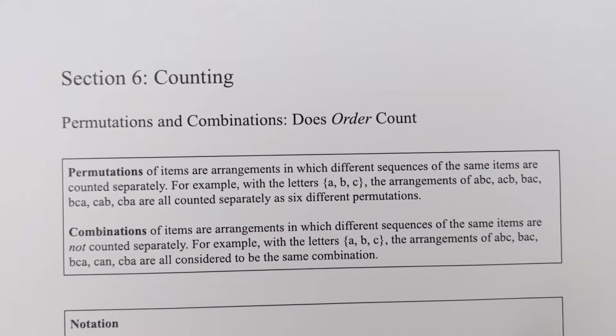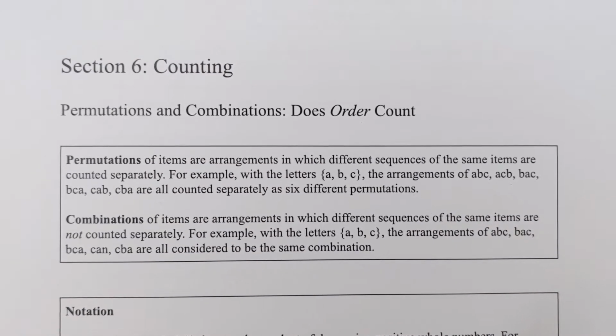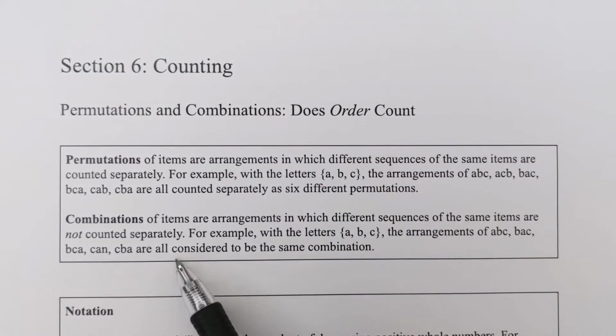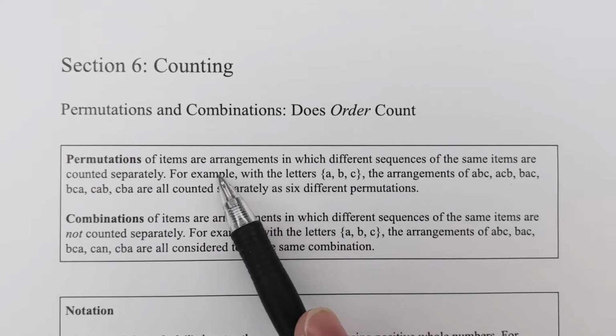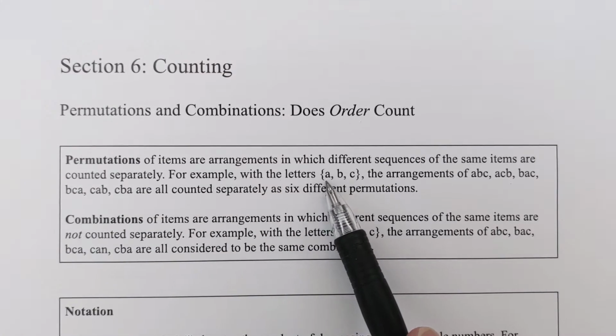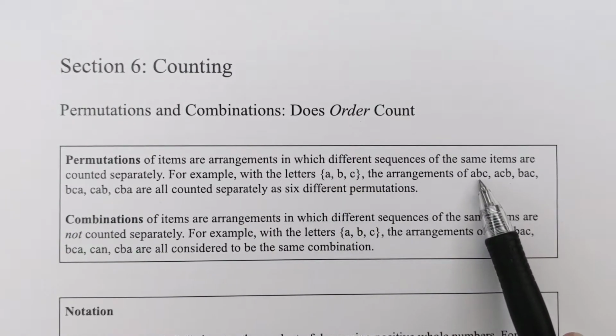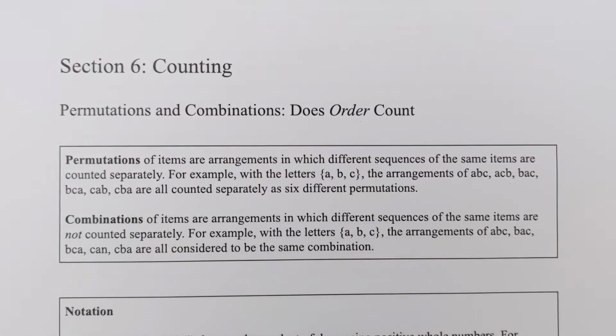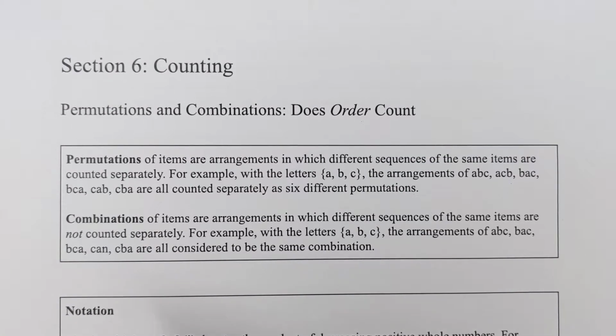Okay, here we have the notes for section 6, which is counting. So we've got permutations and combinations, whether or not order counts. Permutations are arrangements in which different sequences of the same items are counted separately. So if you have the letters A, B, and C, there are 1, 2, 3, 4, 5, 6 different ways with which you can arrange the letters.